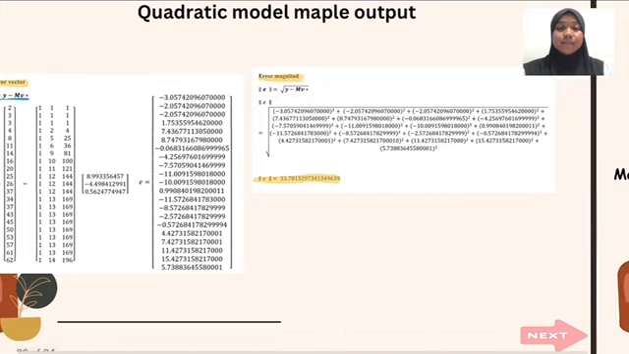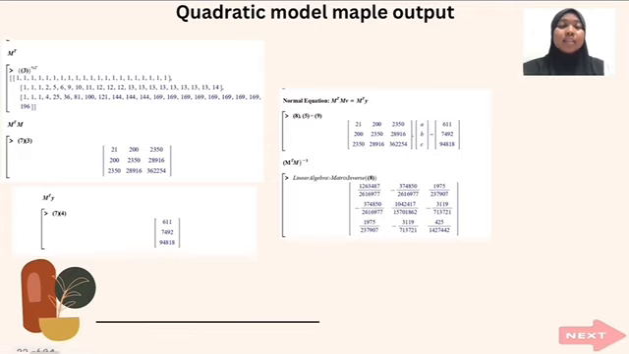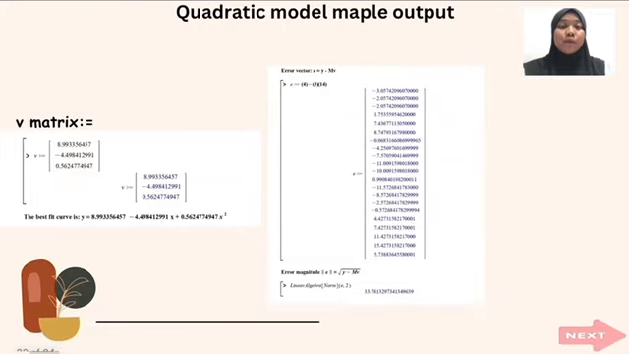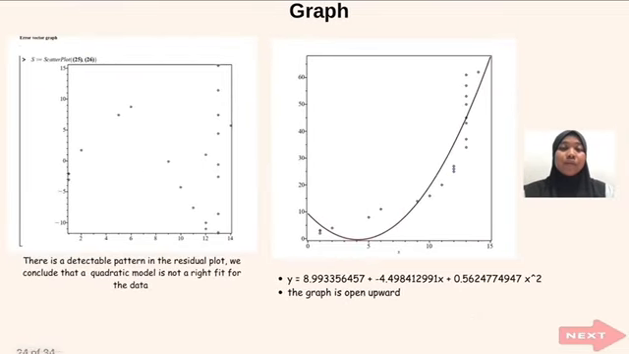Next, this is the quadratic model Maple output for matrix A, M and Y. Next, this is the output for the M transpose matrix, M transpose M matrix, M transpose Y matrix, and the inverse of M transpose M matrix. Next is the output of the V matrix and the magnitude of the error vector. Then, this is the error vector graph for the quadratic model.